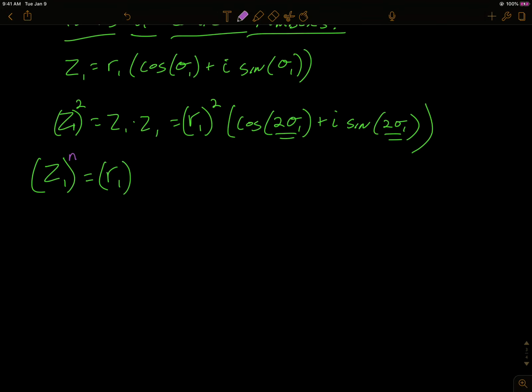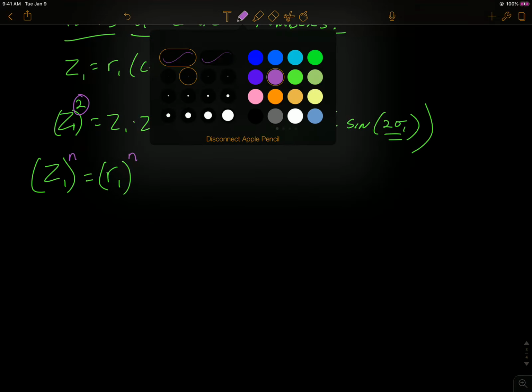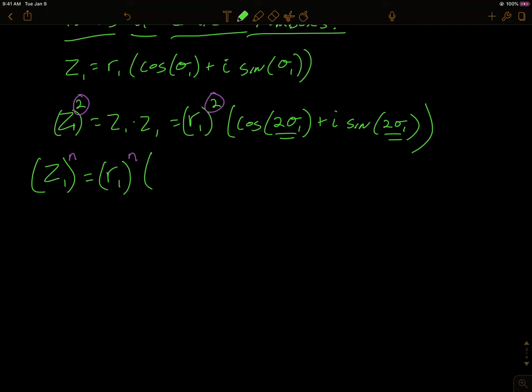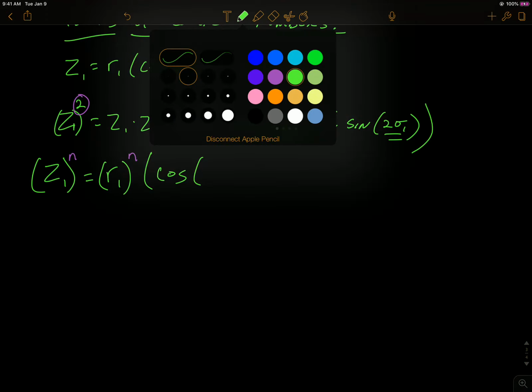z sub 1 to the nth equals r sub 1 to the nth. So whatever power you're raising to, that's the power of r. We noticed that when we tried to square this that they matched, right? Then times cosine, and if I did it to the 5th power, I would add theta sub 1 five times. So it would be 5 theta sub 1, right?